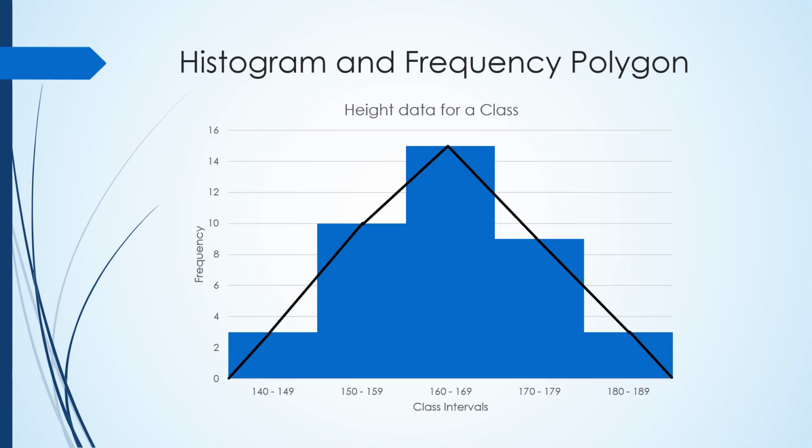class boundaries. Looking at patterns and trends, the histogram peaks at 160 to 169 centimeters, showing the most common height range. The frequency polygon helps determine if the data is symmetrical or skewed, and comparing bar heights reveals how spread out the data is. These graphs make it easy to visualize height distribution.